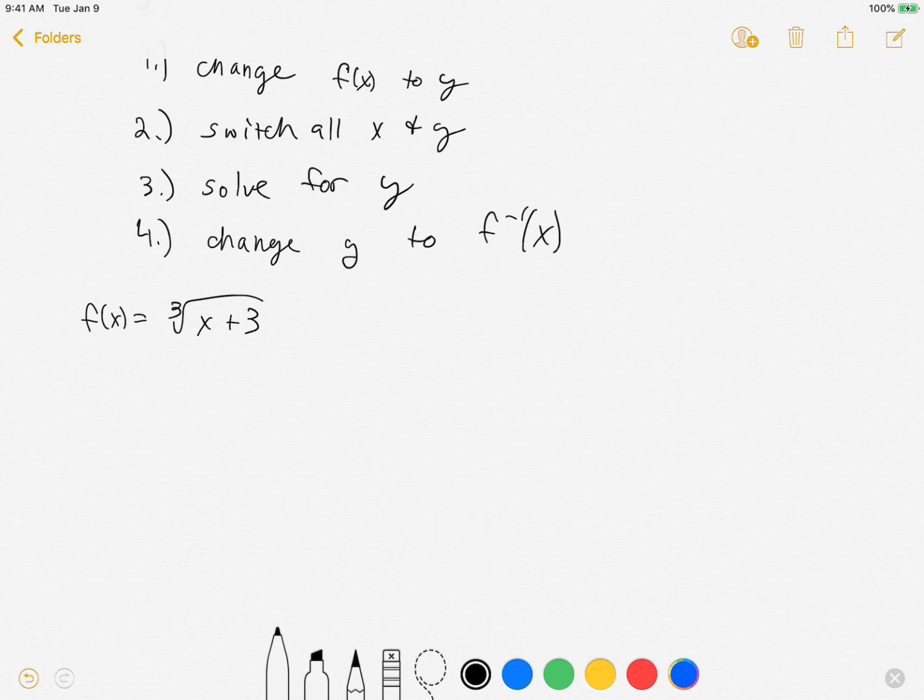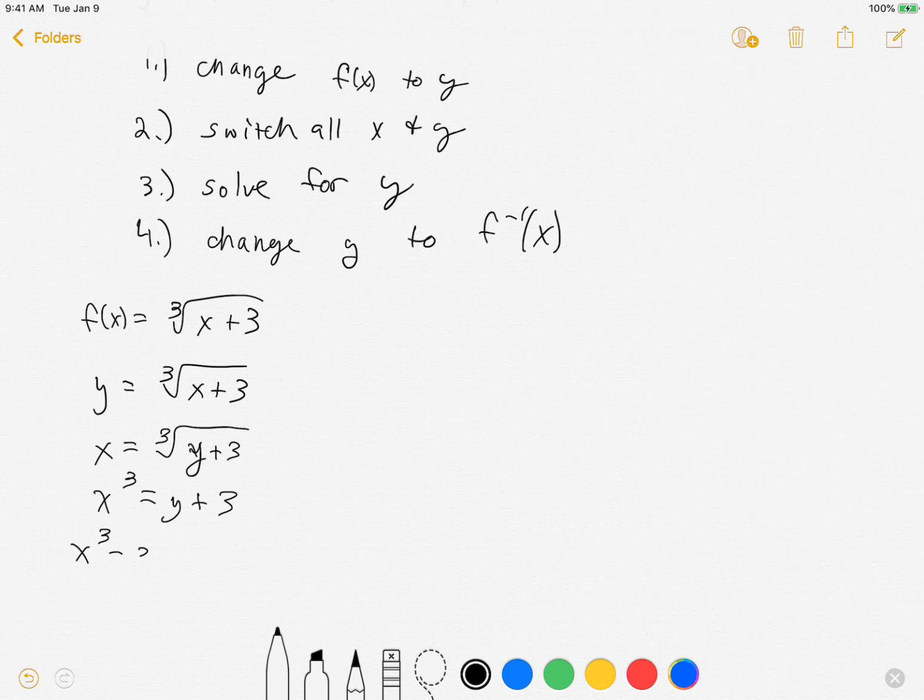Okay, so following these steps, we first change f of x to y, switch x and y, then solve for y. So if we cube both sides, we get this, subtract 3, we get that, and then that tells me the last step is to change y to f inverse. We get f inverse of x is equal to x cubed minus 3.